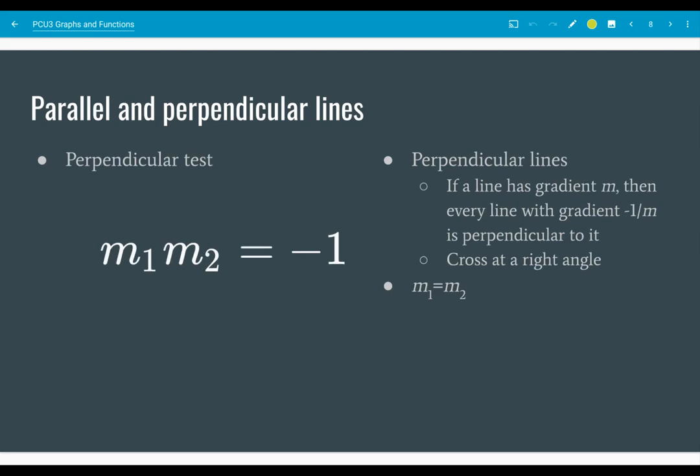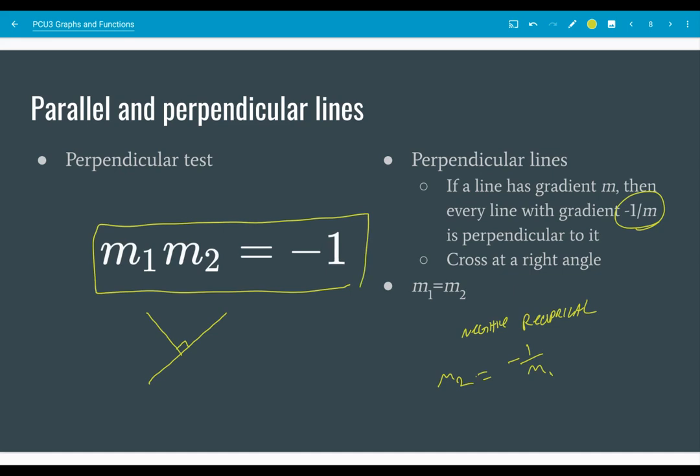Moving on, our next one, we have parallel and we have perpendicular. Perpendicular means forms a right angle. The way you find perpendicular is the negative reciprocal. So negative 1 over m. So m2 equals negative 1 over m1. And this right here, m1 times m2 equals negative 1. That's your test for perpendicularity.